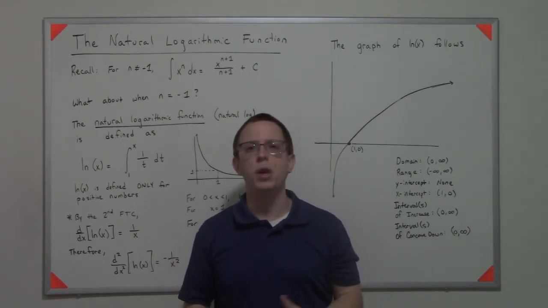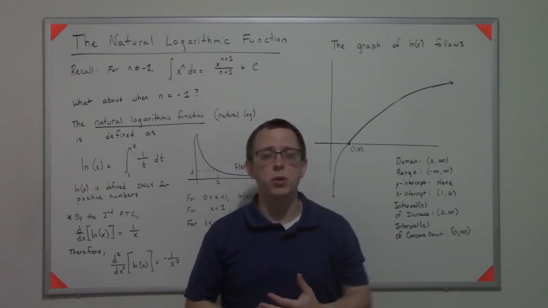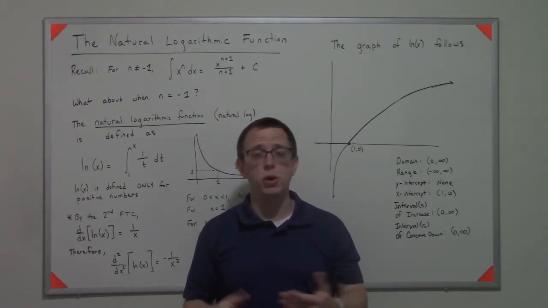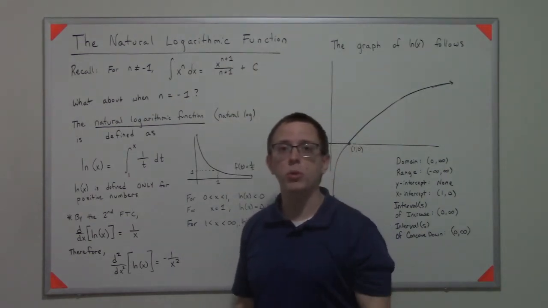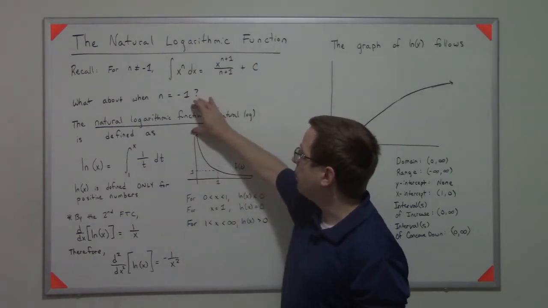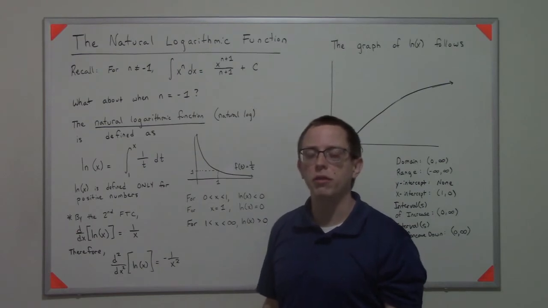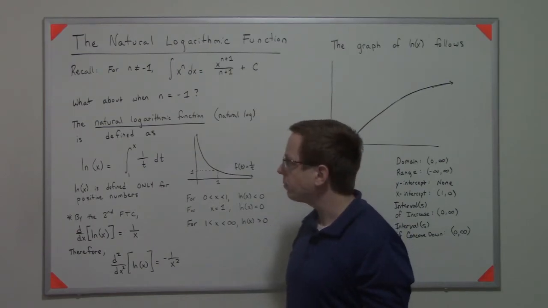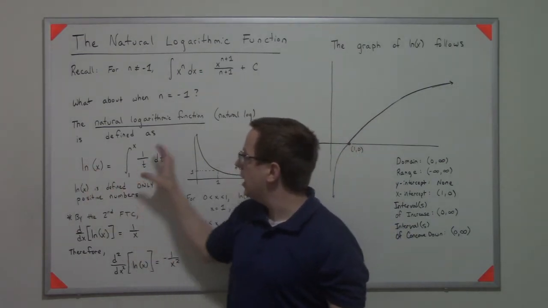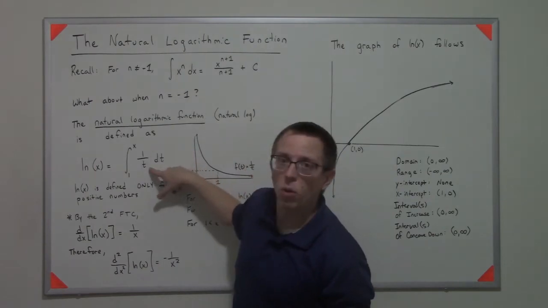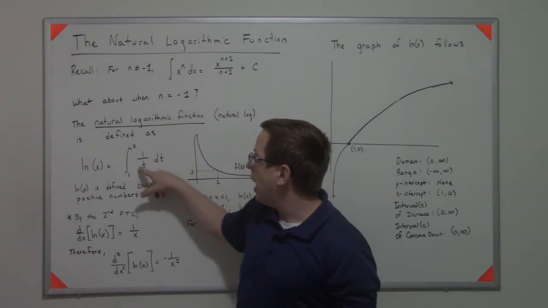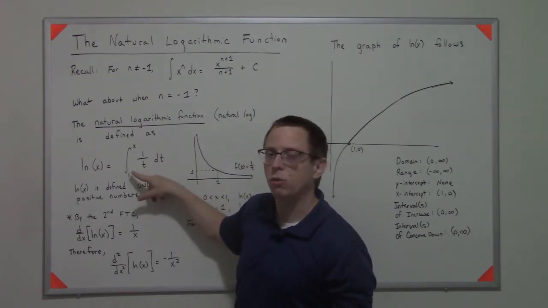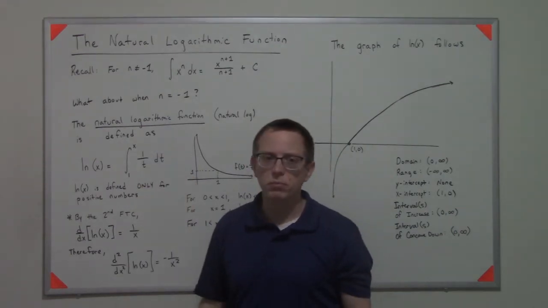What do we do? Well, it turns out that there is a way to represent this, but it's a special function. It's not what you think of as a single polynomial function. It's this idea of a natural logarithmic function, or a natural log. And what we do is we take that power, in this case t to the -1, and we write it as a definite integral from 1 to x.